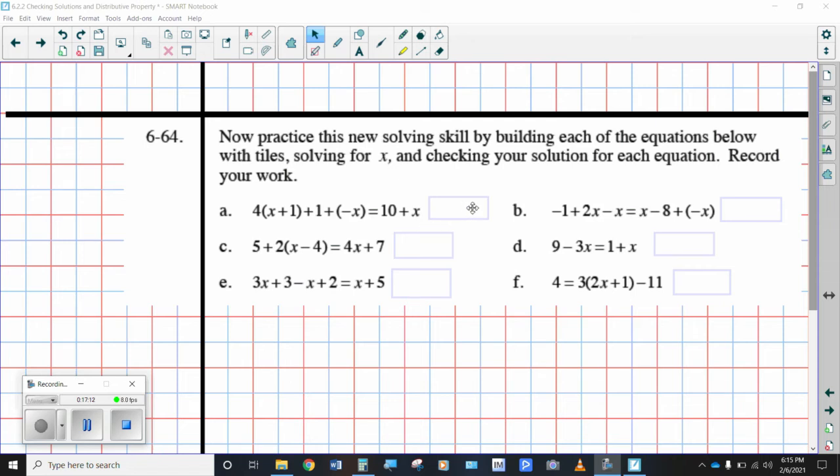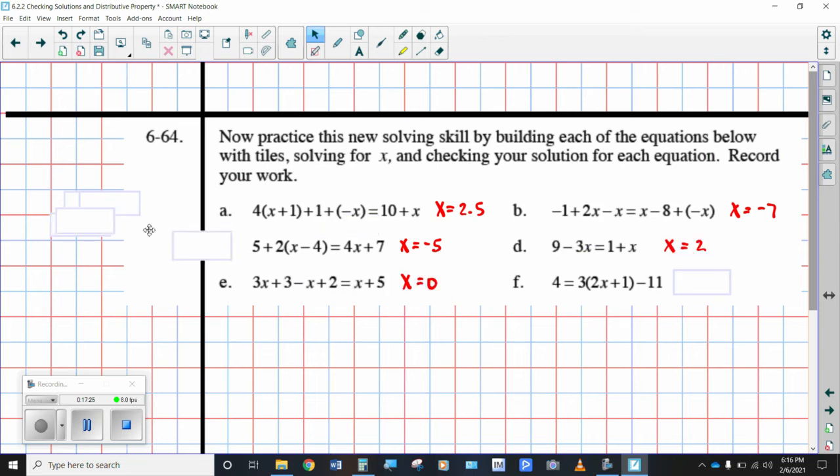Okay, so starting off with the answers for A, your answer is 2.5. For B, your answer is -7. For C, the answer is x equals -5. For D, your answer is 2. For E, your answer is 0. And for F, your answer is 2.